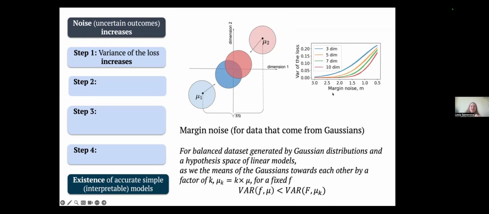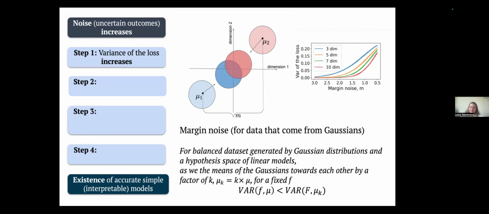And here is an illustration where I have my margin noise, how much I move them closer, on the x-axis, and I have the variance of the loss on the y-axis. And I consider Gaussians in different dimensions. And for all of them, the variance of the loss keeps increasing. Okay, great. So hopefully this is convincing enough that for different types of noise models, we have an increase in variance of the loss.